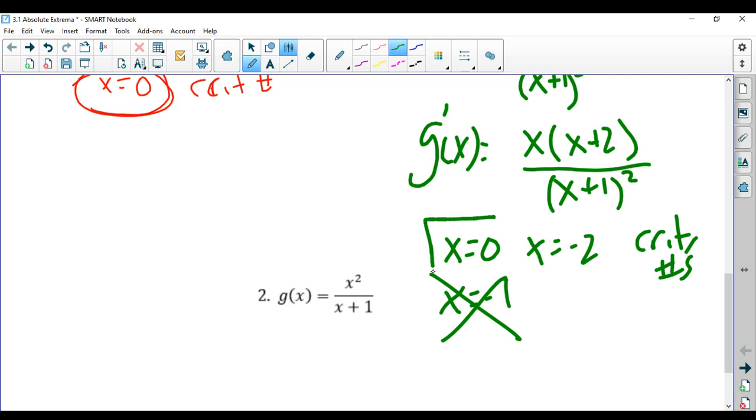So it's only these two that made the first derivative 0. And that's critical numbers.